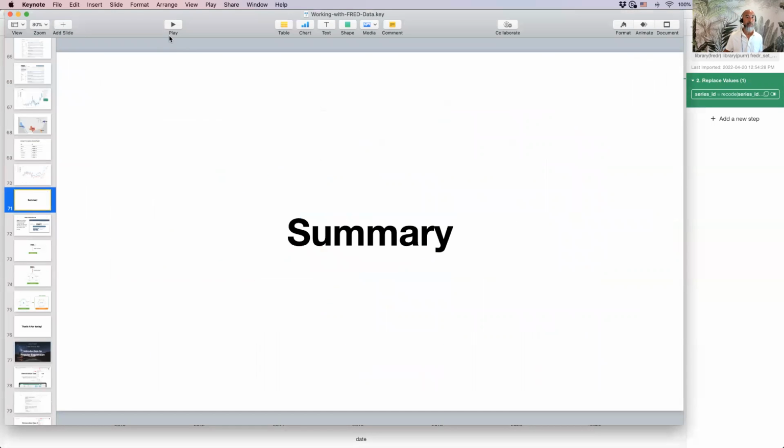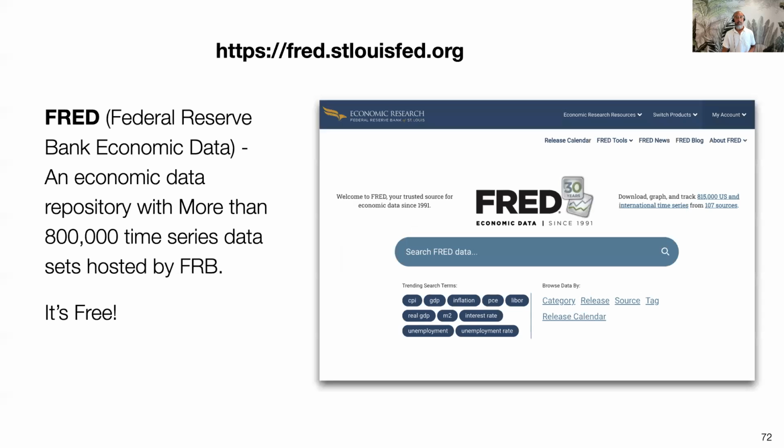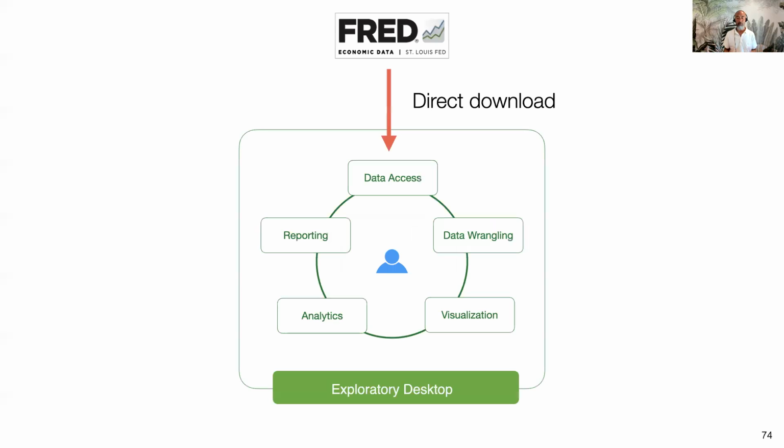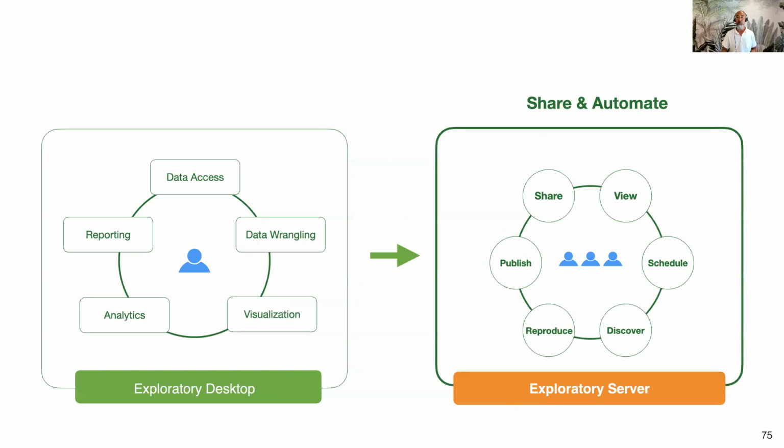Let me just summarize what I have done today. Basically, I introduced FRB, which is a data repository for economic time series data, and it's free, and you can get all sorts of economic data. And then in Exploratory, you can directly download the FRB data. Why do that? Because you can do data wrangling, visualization, and analytics. And also today I didn't do it, but you can create a dashboard and note as well. Once you do it, you can publish to automate all the data wrangling I did today or creating a chart. I don't want to do that every time.